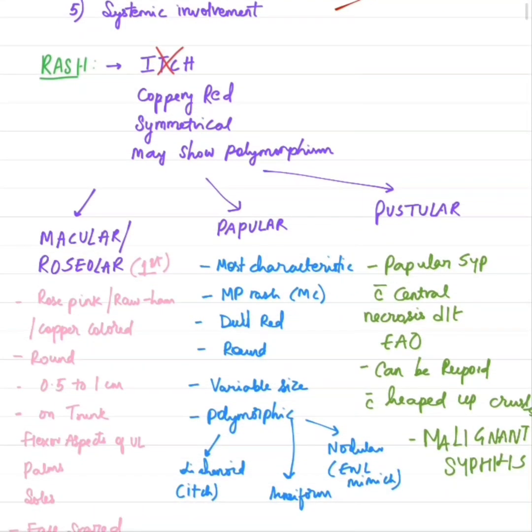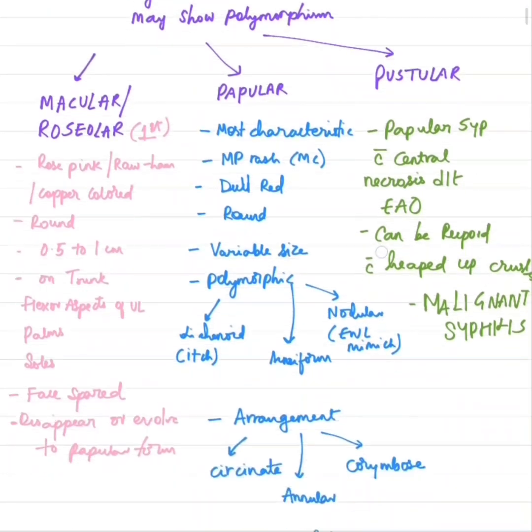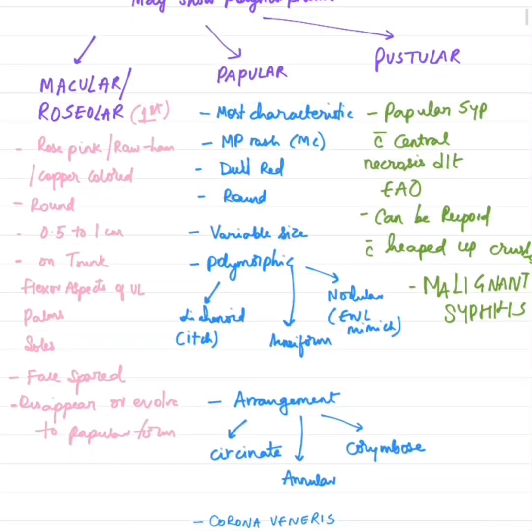The common features of the rashes of secondary syphilis are that they do not itch, that is, they are non-pruritic, they are coppery red in color and are symmetrically distributed. The rash may show polymorphism in the same patient, and it may persist for many weeks or even months if it is not treated. The three forms of rash include macular or roseolar syphilid, papillary syphilid and pustular syphilid.